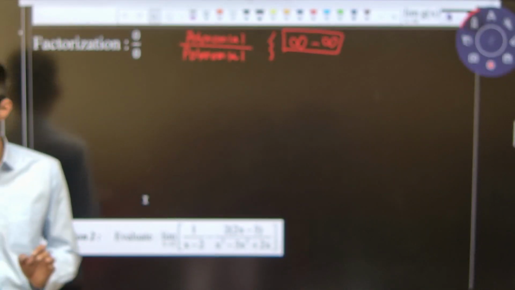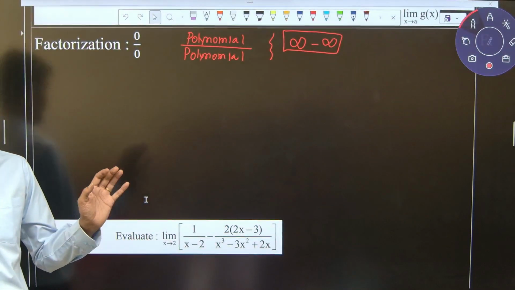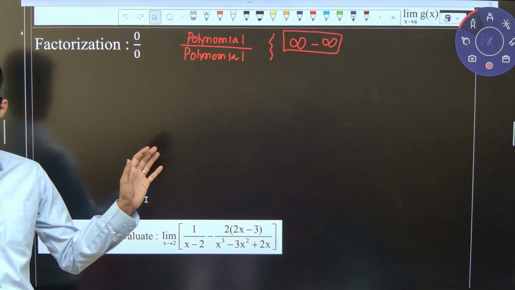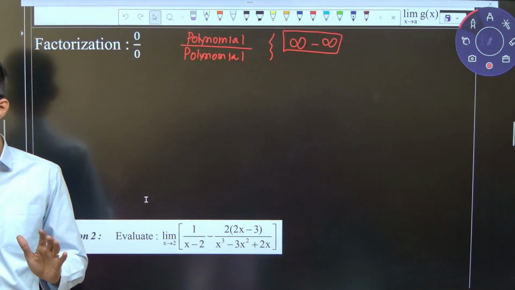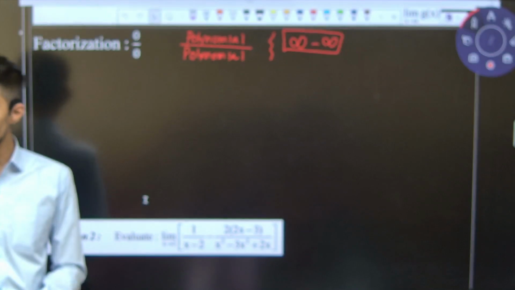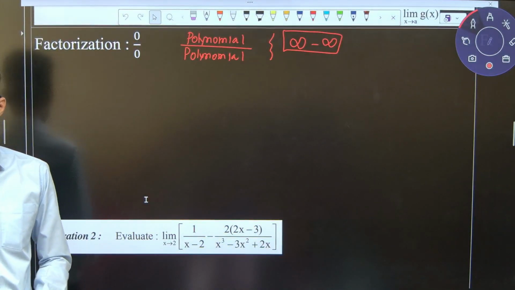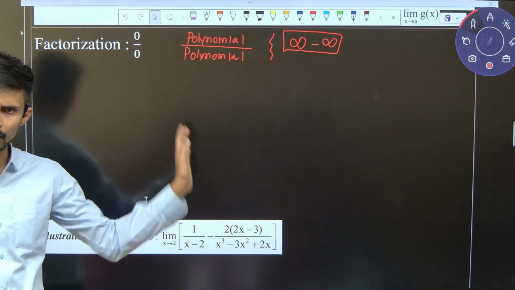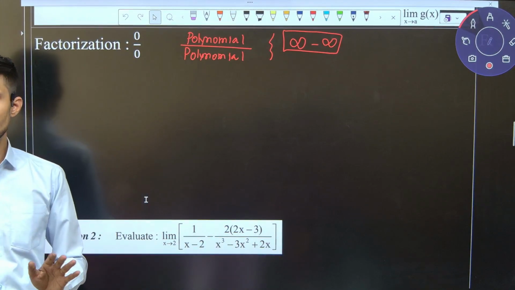Infinity minus infinity. Suppose you are getting some infinity minus infinity. There also you will apply the same technique. Now say this. One question I am going to take here, and here I will give you all the basic understanding of solving. Whatever understanding I will give you here, with the same understanding I will solve polynomial by polynomial everywhere. There will be no other solving.